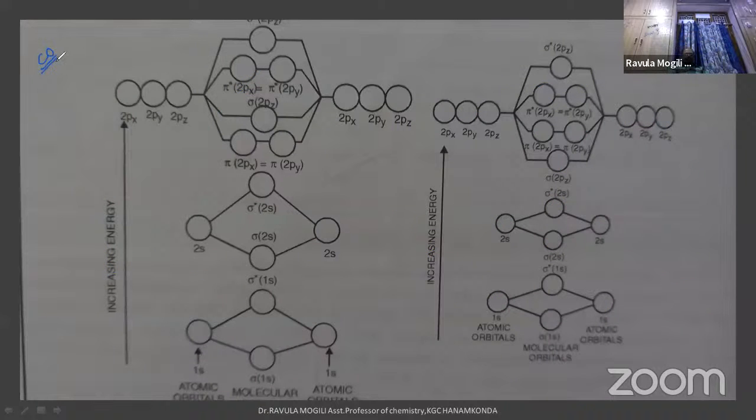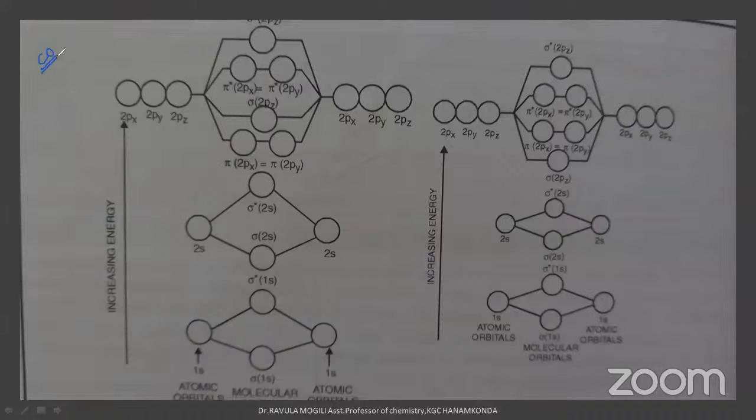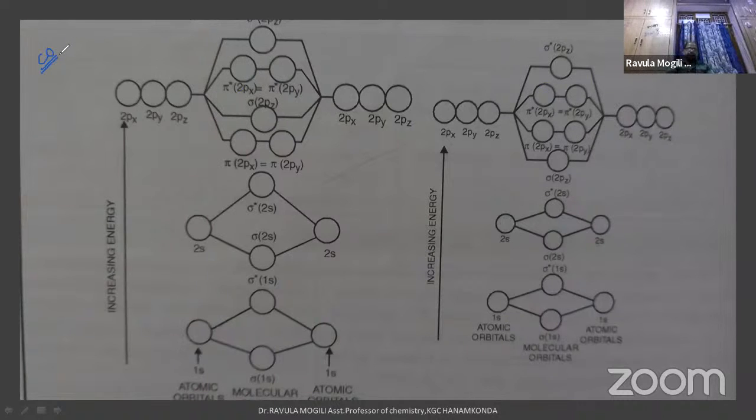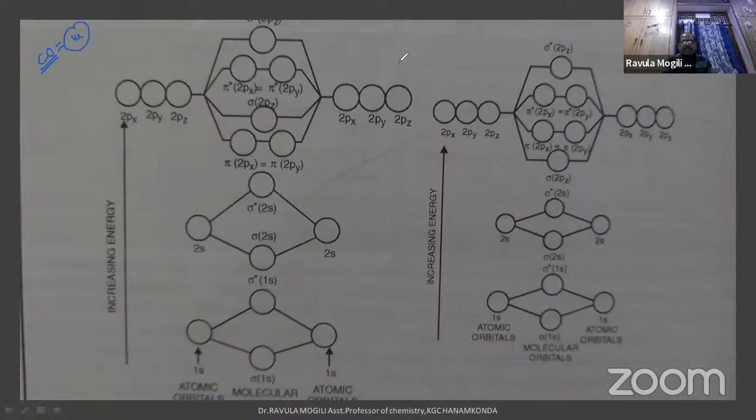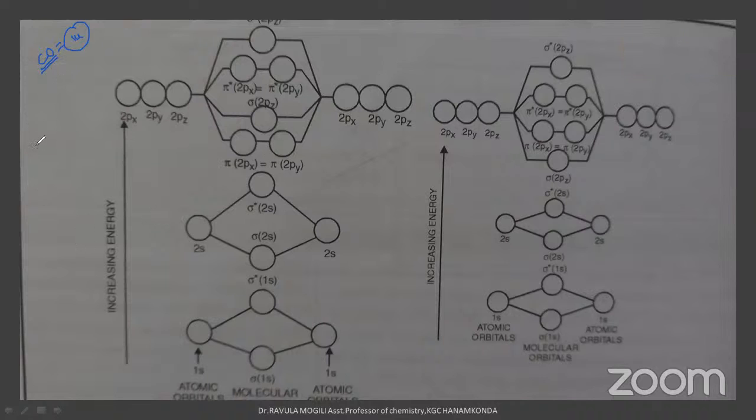CO. What about CO? Carbon monoxide. How many electrons? 14. Bond order 3. So we can follow which one, first one or second one? First one, sir. Up to 14 electron system.